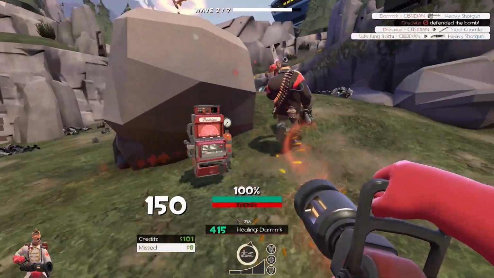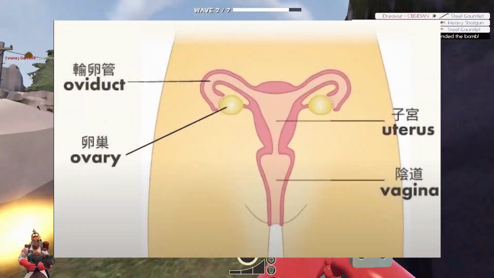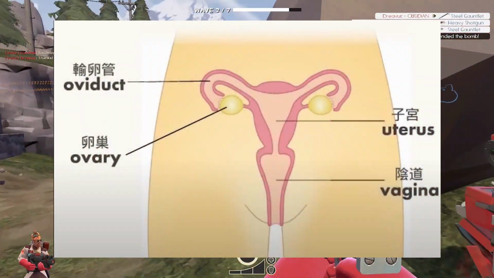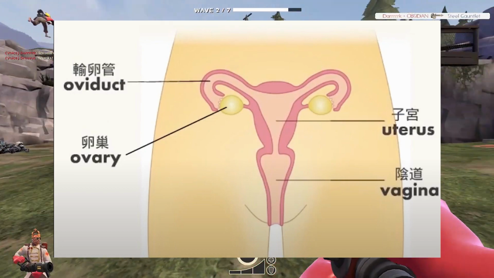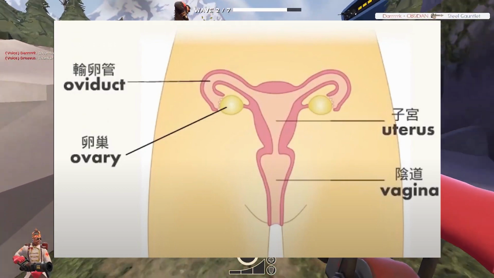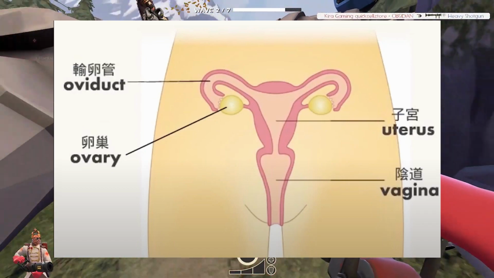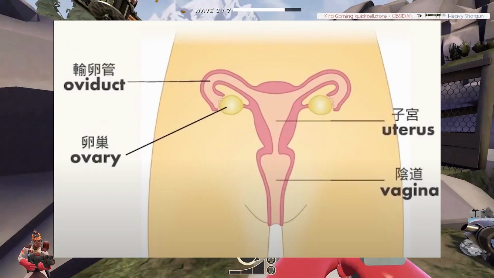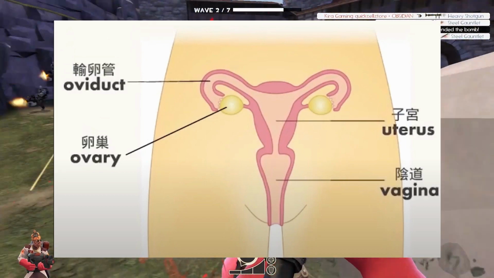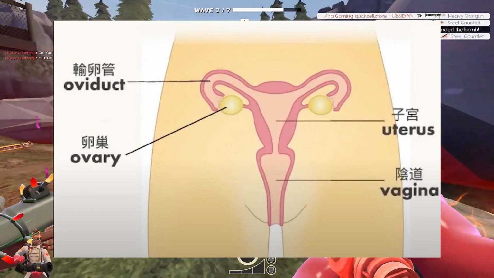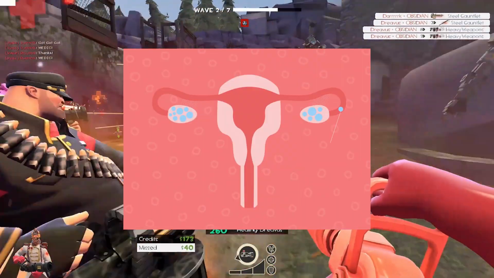So now we have the female reproductive system, containing the oviduct, the ovary, the uterus, and the vagina. First, the ova are produced in the ovaries. This is easy to remember because they're similar. Ova, ovaries. Usually, only one ovum is released into the oviduct each month. This whole process is called ovulation.